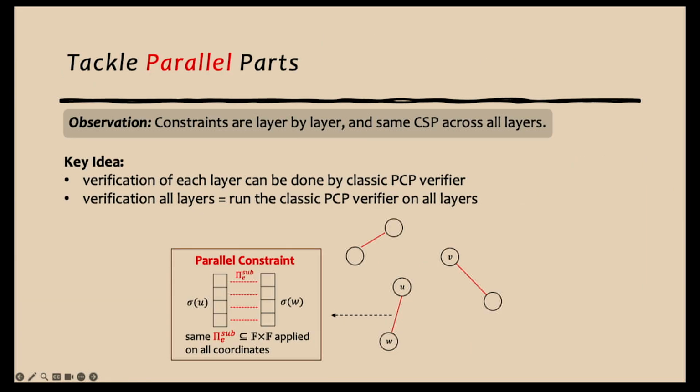So for the parallel parts, recall that if every constraint is parallel, the CSP would be essentially layer by layer, and it is the same CSP across all layers. So the verification of each layer is the standard PCP theorem. So we can design a standard PCP verifier for each layer. And to verify all layers, we just run the PCP verifier for the single layer simultaneously on all layers. And we can construct the verifier for parallel parts.